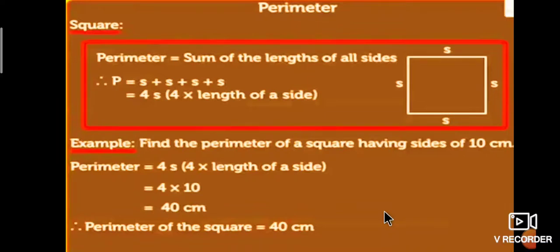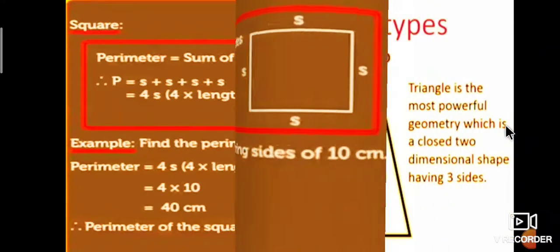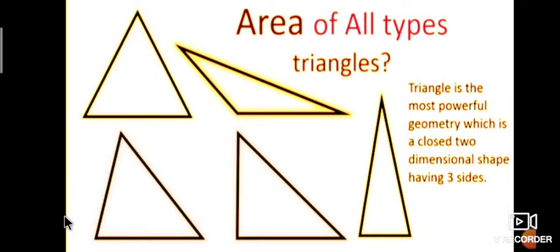Okay, remember students, in this one we know the three formulas: perimeter of a triangle, perimeter of a rectangle, perimeter of a square. Next, we solve some example problems of triangles.